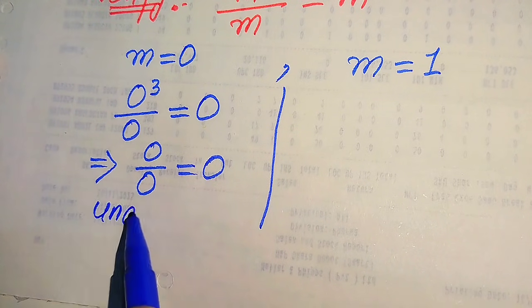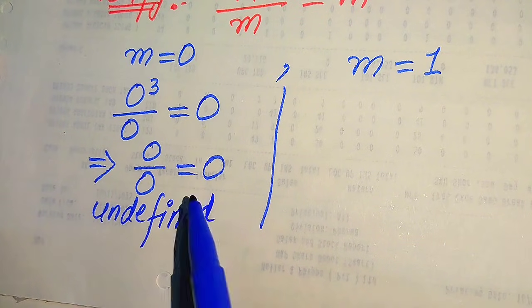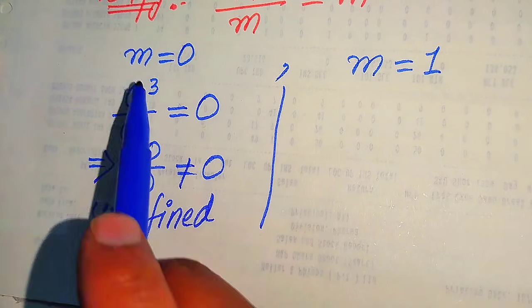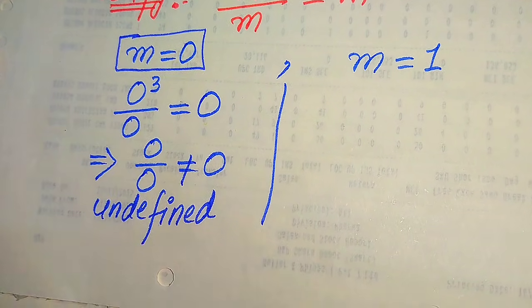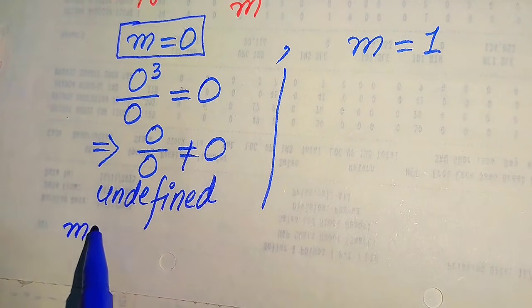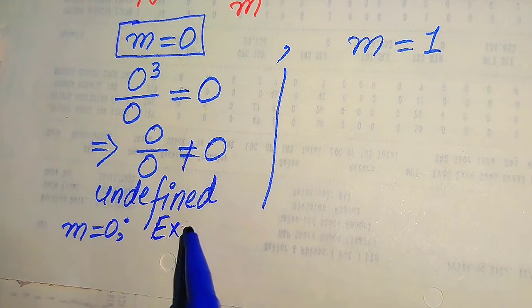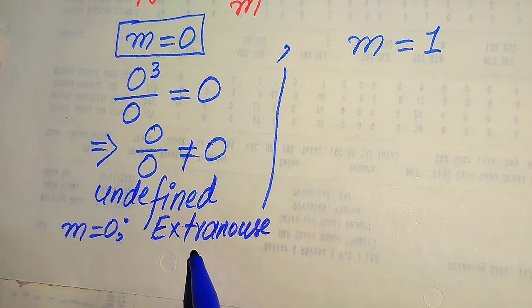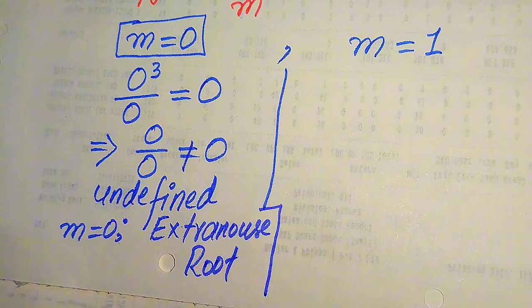So if our left hand side is undefined, this means that both of the sides are not equal, and if both of the sides are not equal, we conclude about m equals to 0 that m equals to 0 will be the extraneous root of the given equation. So m equals to 0 is the extraneous root because it does not satisfy our given question statement.